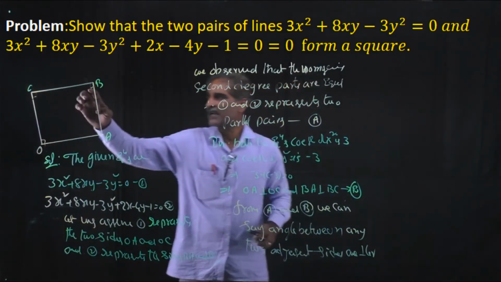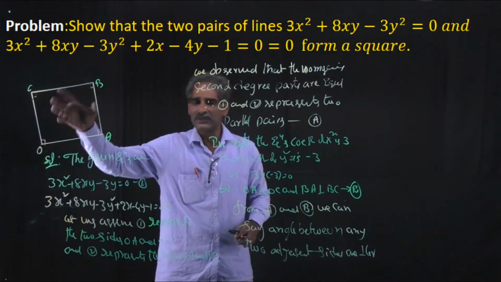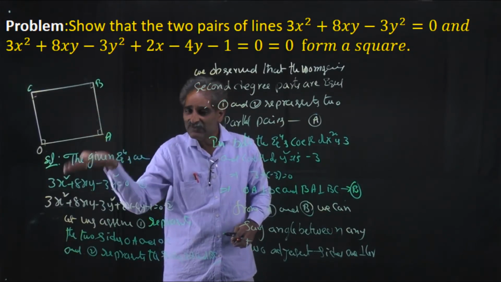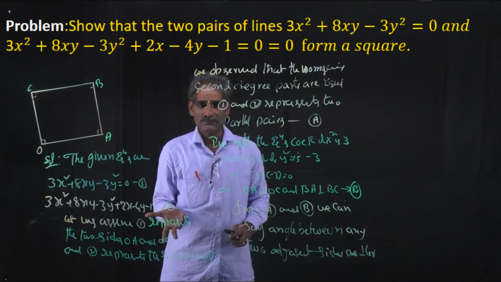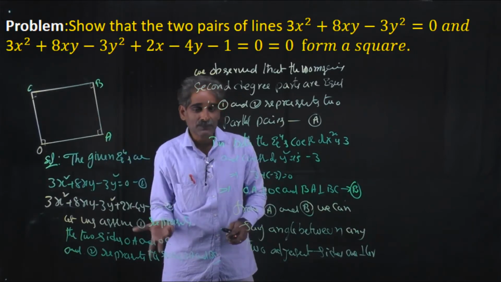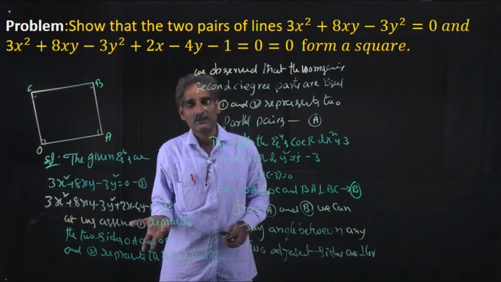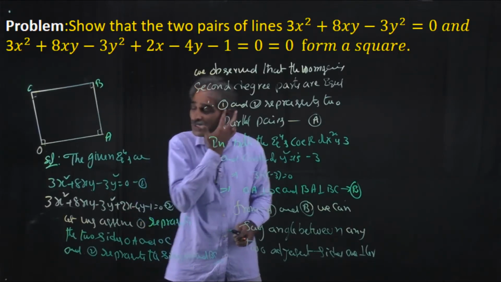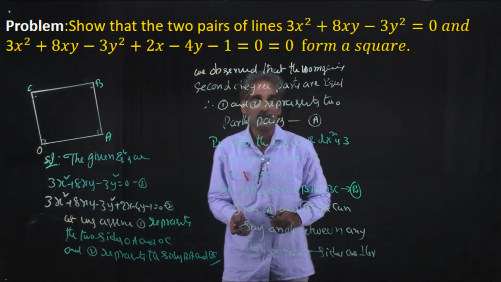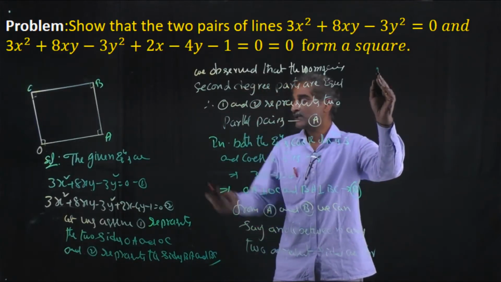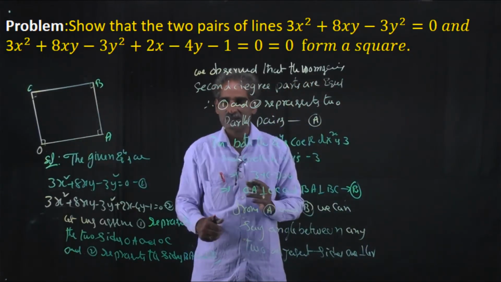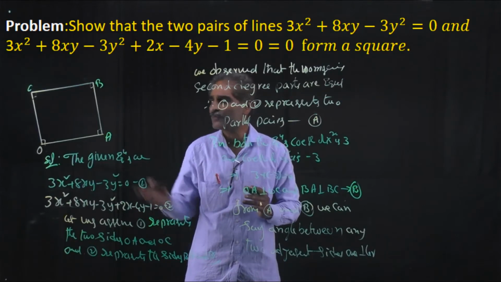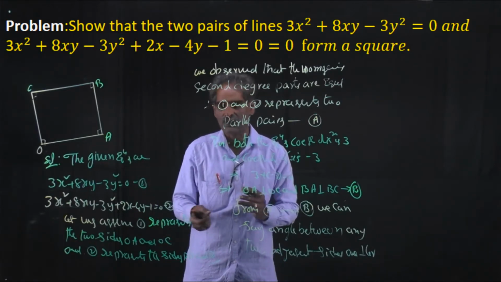So if all angles are 90, the angle between any adjacent sides is 90, it may be a square or a rectangle. If the diagonals are perpendicular, it becomes a square. If the diagonals are not perpendicular, it becomes a rectangle. We have to prove that the diagonals are perpendicular. So first of all, find the slopes of the diagonals. If you know the slopes of the diagonals, we can verify the perpendicularity.